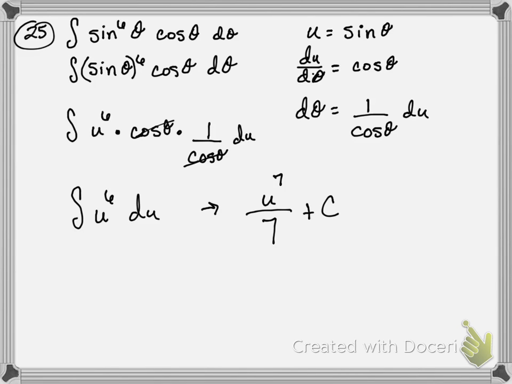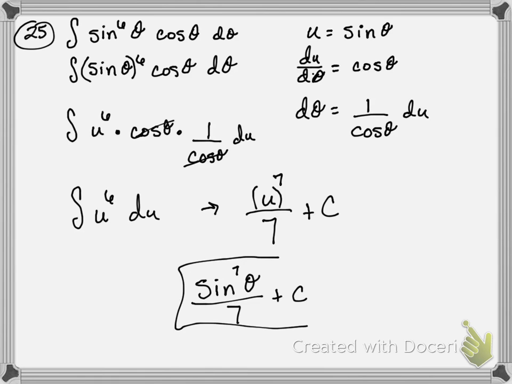All right? So now all it is is going back and plugging in what u is. So you plug in whatever that is. Well, u happens to be sine to the 7th power of theta all over 7 plus c. And that would be it for that one.